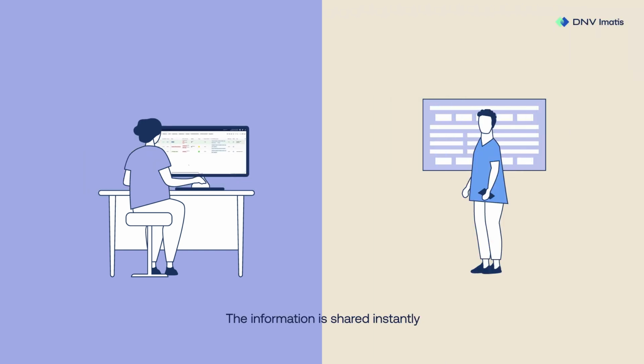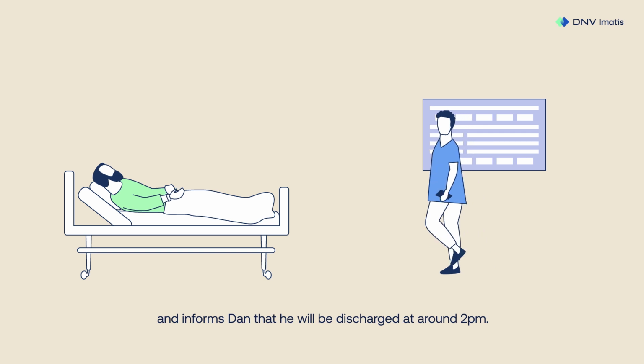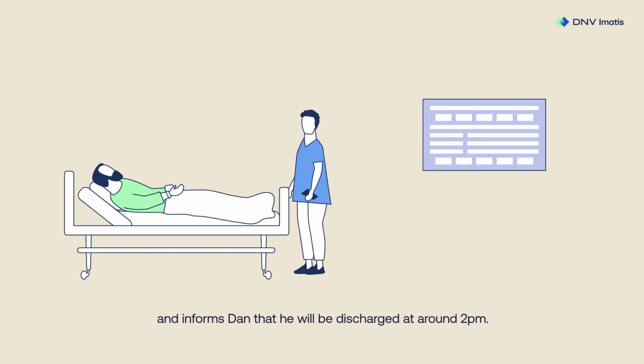The information is shared instantly and becomes immediately visible to the hospital team. The ward nurse can now see that follow-up care has been arranged and that Dan has been allocated a short-term care placement. She books patient transport directly from the digital whiteboard application and informs Dan that he will be discharged at around 2 p.m. and transferred to the care facility.